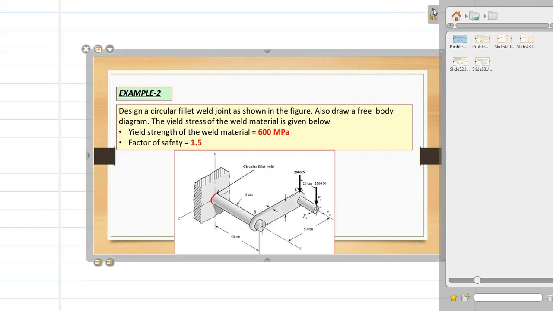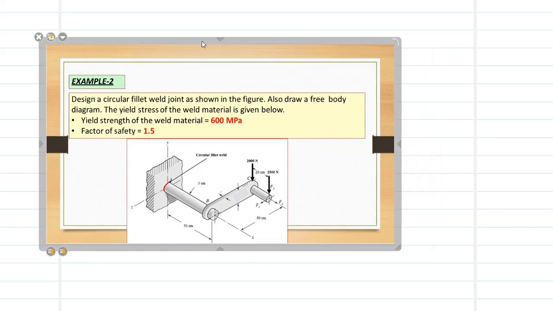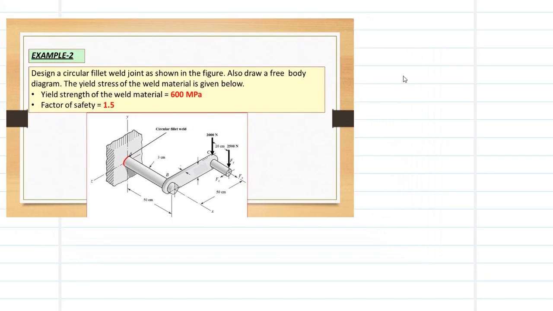So, this is the problem from exercise example 2. Let's start with this problem. As you can see in this problem, you have a weld which is a circular weld. If you look at the cross section of this weld, it looks like this. It's a circular weld here. And what we need to find is to design a circular fillet weld joint.